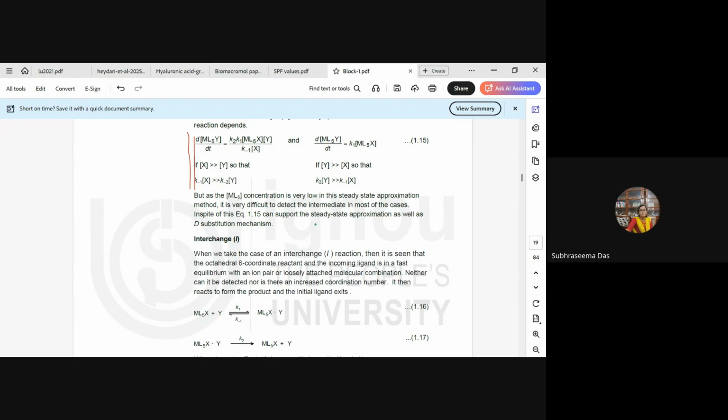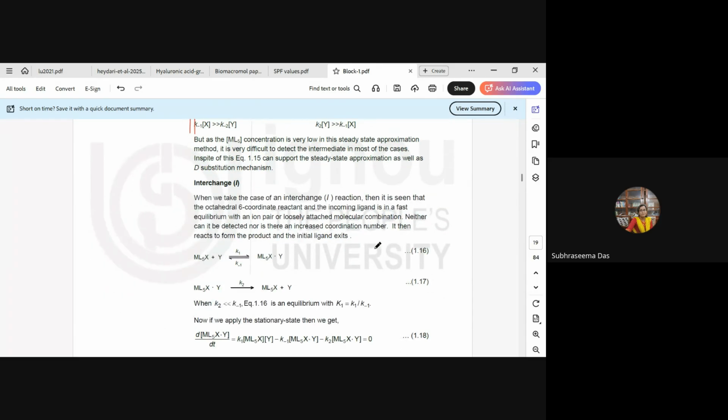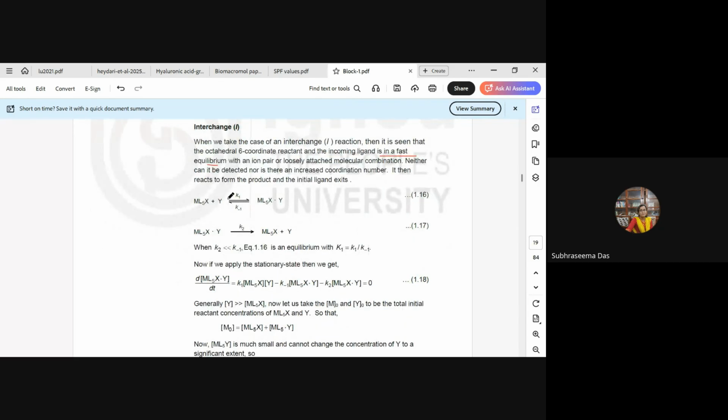So now we'll discuss the case of the interchange reaction. In an interchange reaction, the octahedral six-coordinate reactant and the incoming reactant are in fast equilibrium with an ion pair that is loosely attached during the combination process. Because this is a fast reaction, it cannot be detected, nor do we see any increase in the coordination number. The reaction is represented by this type of substitution reaction, and k2 is much less than k-1.